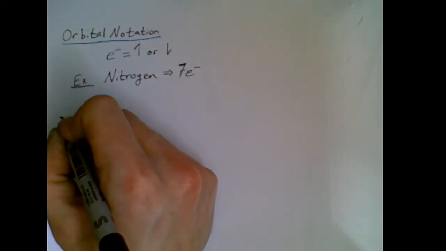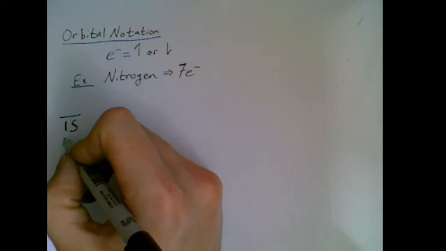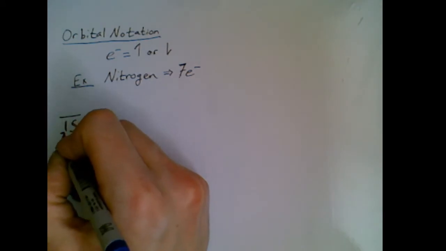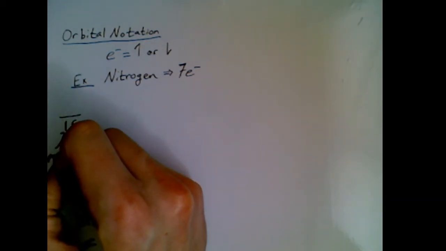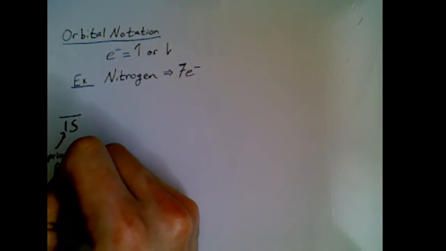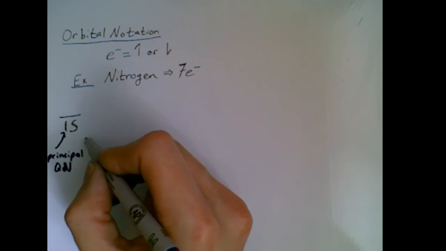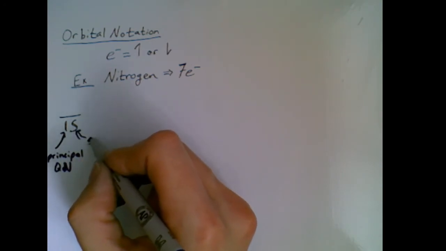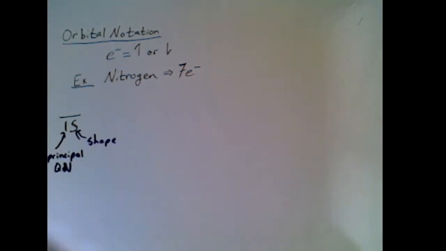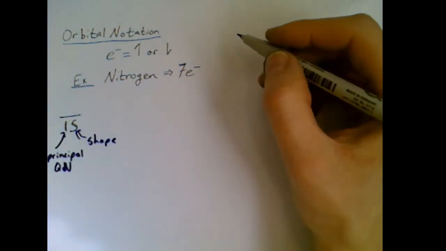And what I'm going to do is make a little line and I'm going to write 1s on that line. But 1, because 1 is the principal quantum number, meaning it is the distance from the nucleus. So principal quantum number. And then s is the shape that it takes, the angular quantum number. Now, if you want to know, how did I know that it was 1s? Well, I'll show you a little trick over here.